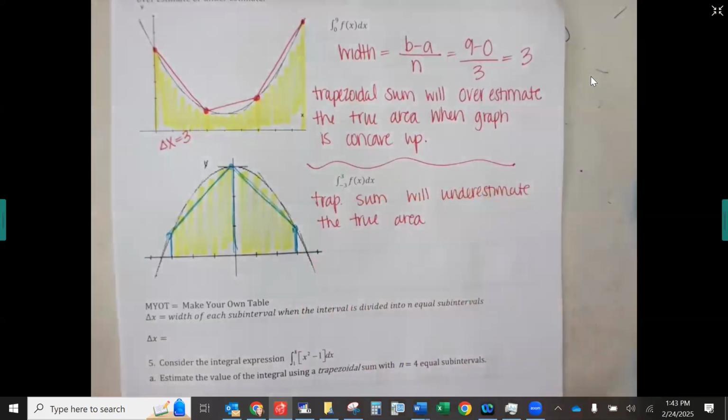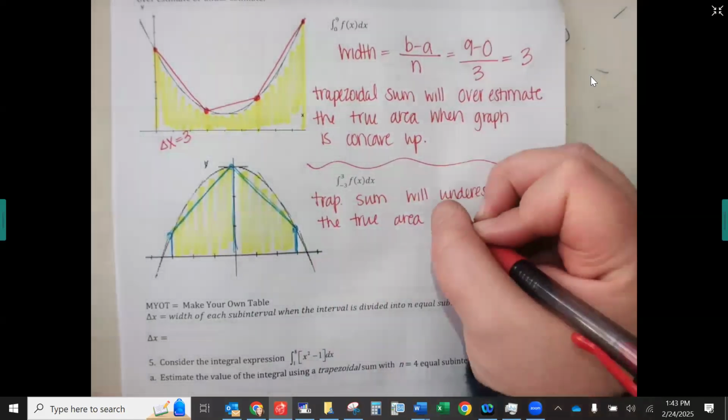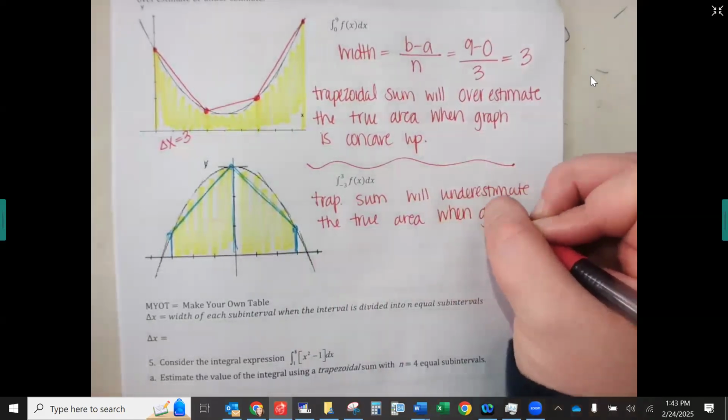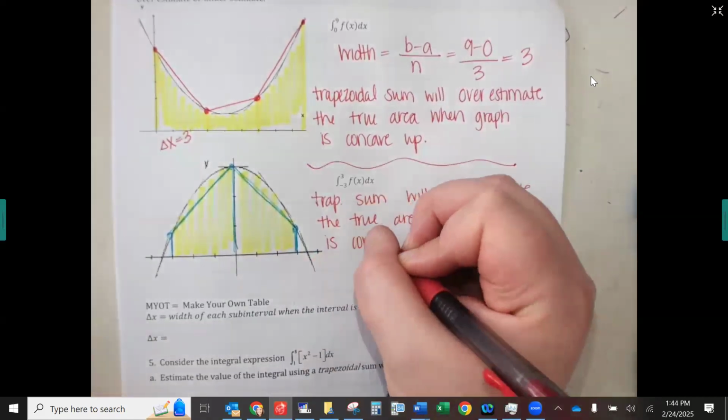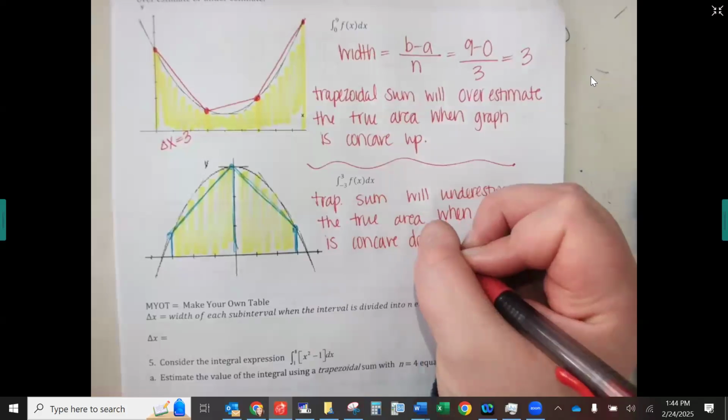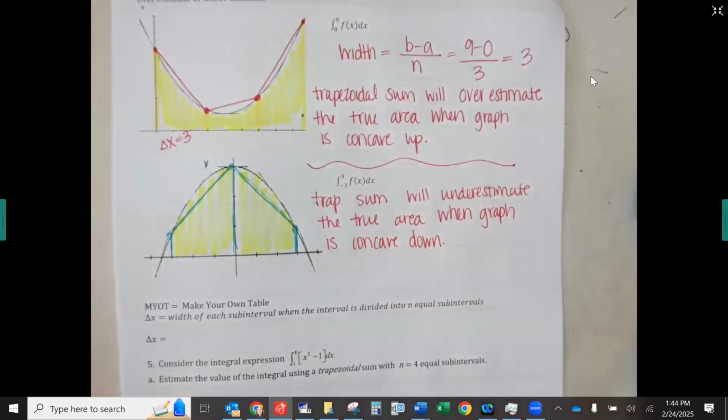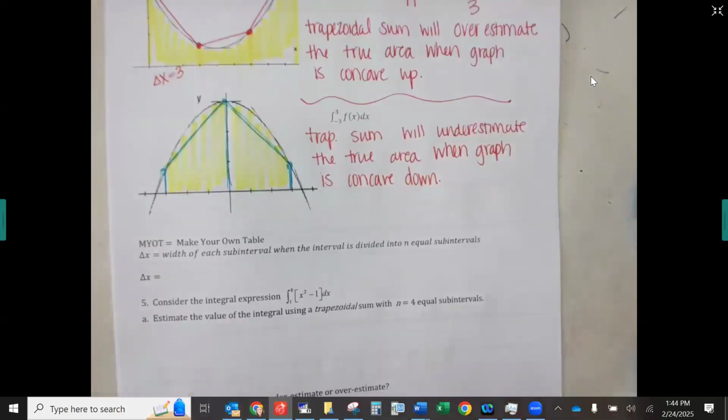But the reason that happens is not because it's an increasing or decreasing graph, it's because of the concavity. What is the concavity on that bottom graph? When the graph is concave down. So concavity determines how your trapezoids end up.